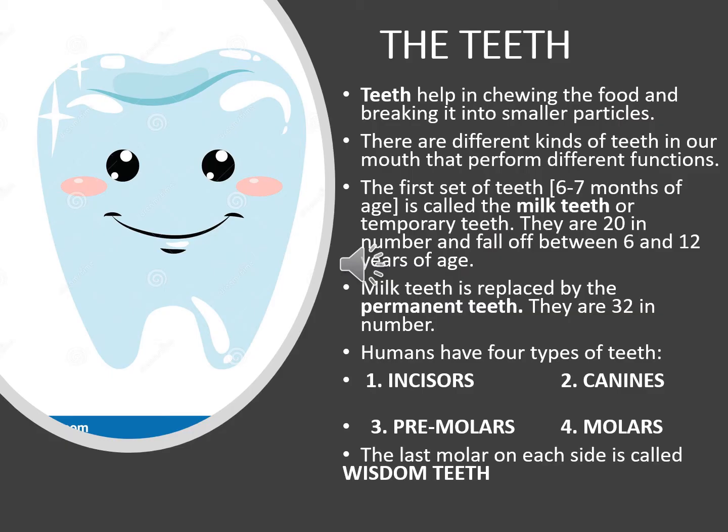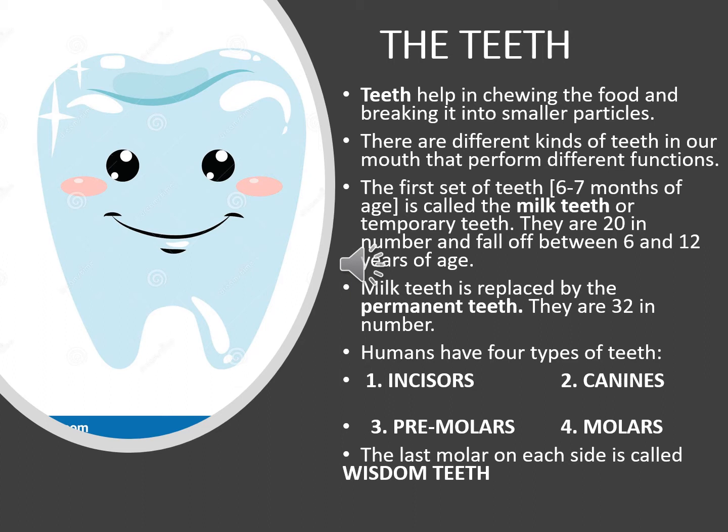The teeth. Teeth help in chewing the food and breaking it into smaller particles. As we all know, the alimentary canal starts with the mouth and we take in food through our mouth. So teeth here inside the mouth help in chewing the food and breaking it into smaller particles. There are different kinds of teeth in our mouth that perform different functions.